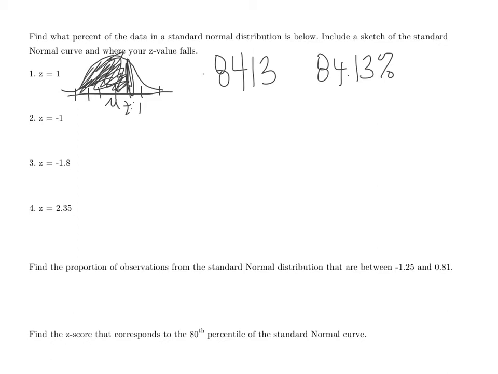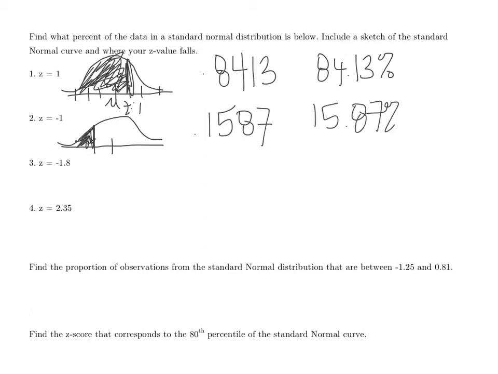Okay? I want you to try to do these without me, so I'm going to put them up here just so you have them, but you should be trying these. Okay, so z equals -1 would be 1 standard deviation from the mean. The area would be to the left. It would be 0.1587, okay, which is 15.87%.